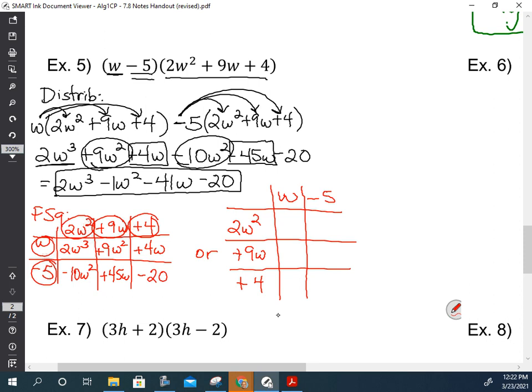So if you set it up in Punnett squares, here's all your parts. There's my like terms. Combine your like terms and you're finished. That should be a minus 45.